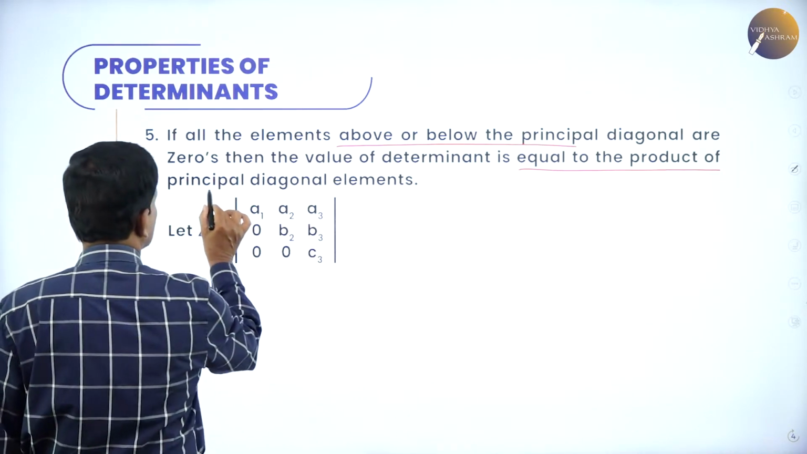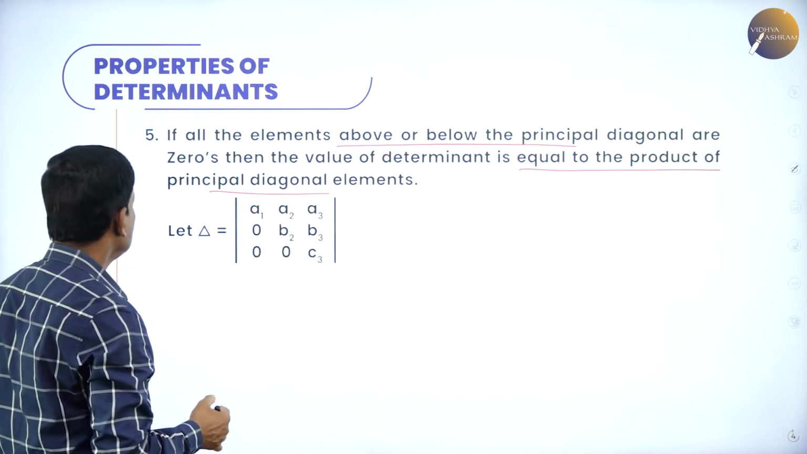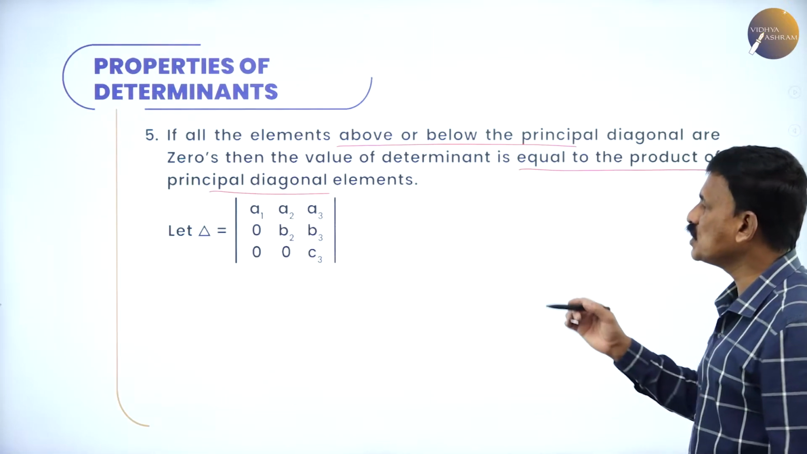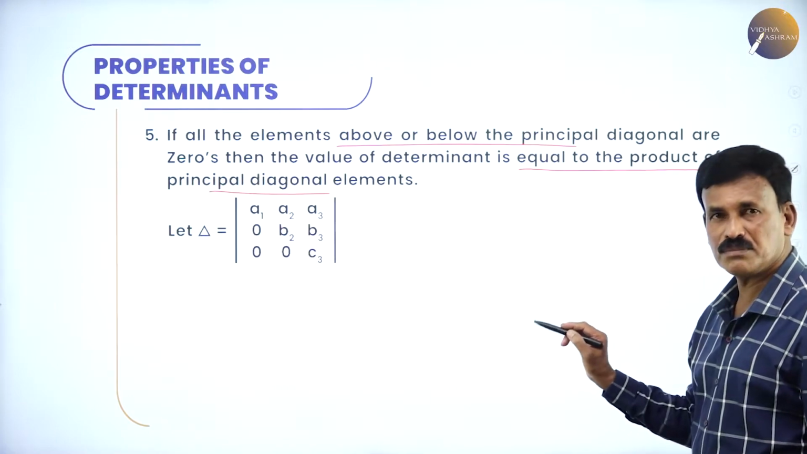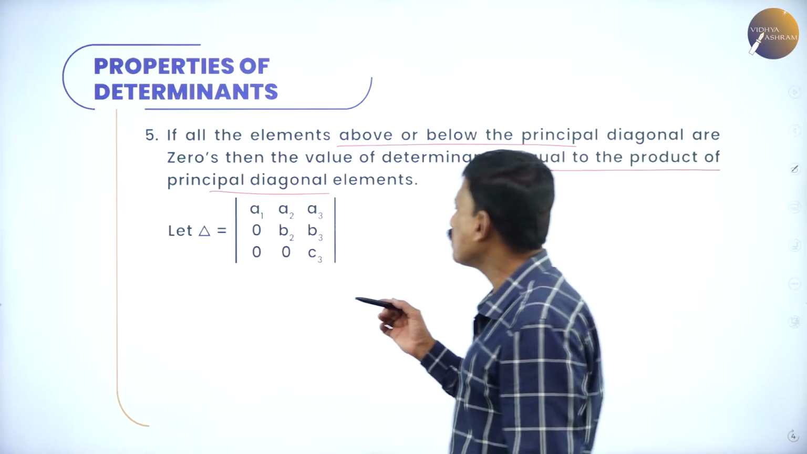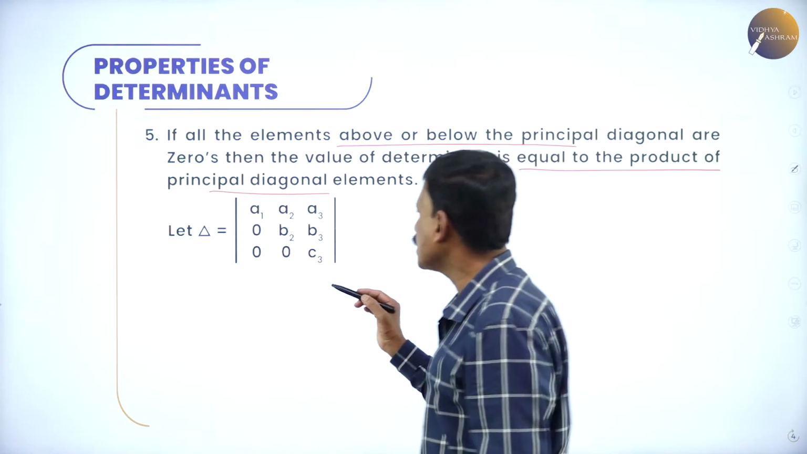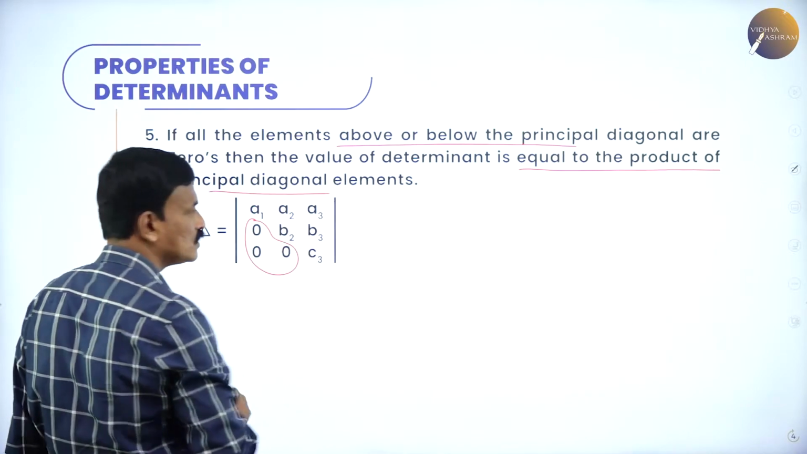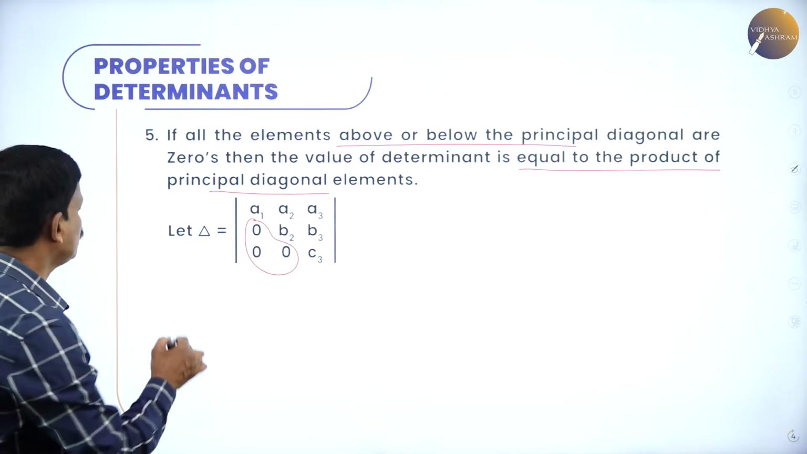The product of principal diagonal elements. So here, what is given? The value of a determinant is equal to the product of the principal diagonal elements if and only if all the elements above or below the principal diagonal are 0. So in this example, all the elements below the principal diagonal are 0. Now let us derive this proof.